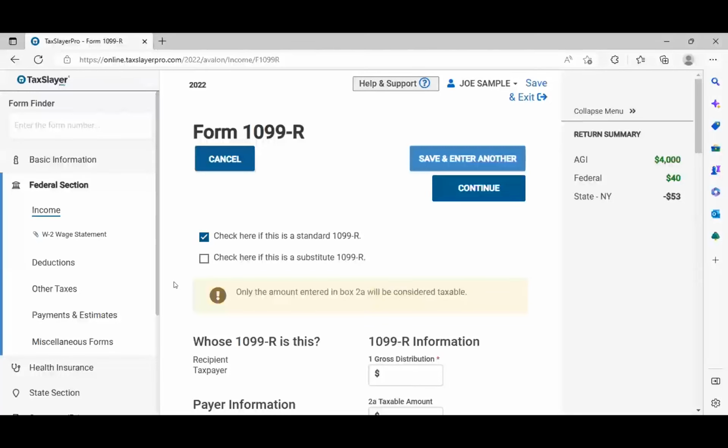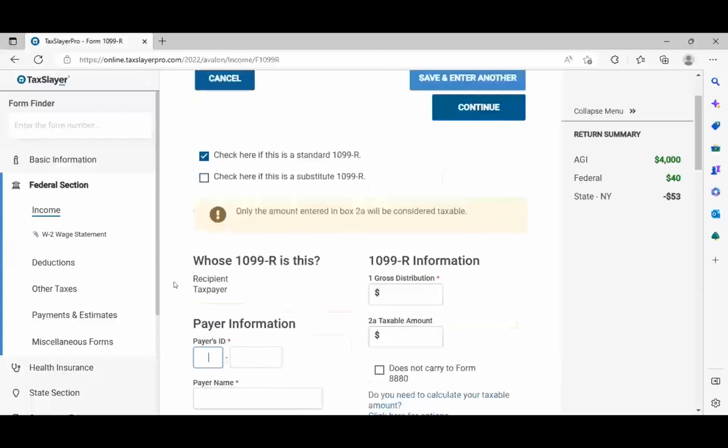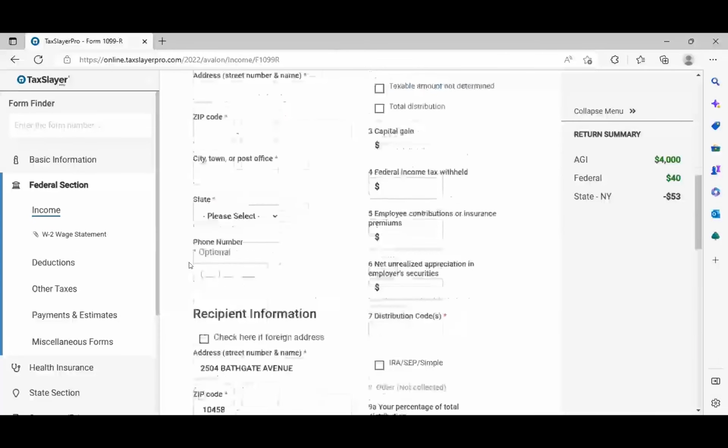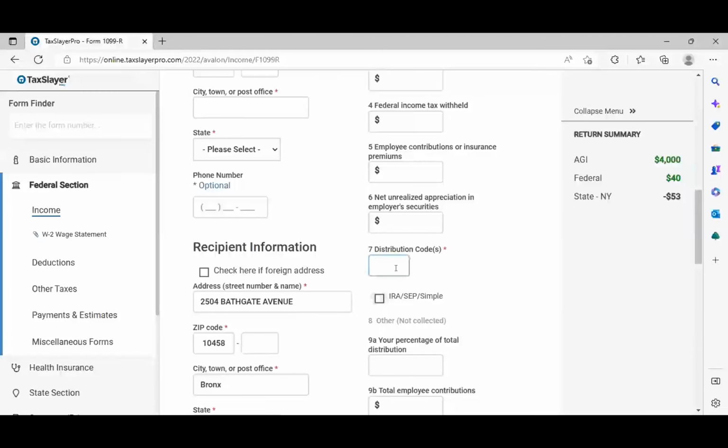To enter this information, I'll show you what I call the conventional way, through what are called the income screens. One thing, as long as we're here to highlight: make sure you enter the distribution code that's in box 7. Very important when you look at a 1099-R form, because it tells you the taxability, the tax treatment of that distribution. Okay, let's go back again now.